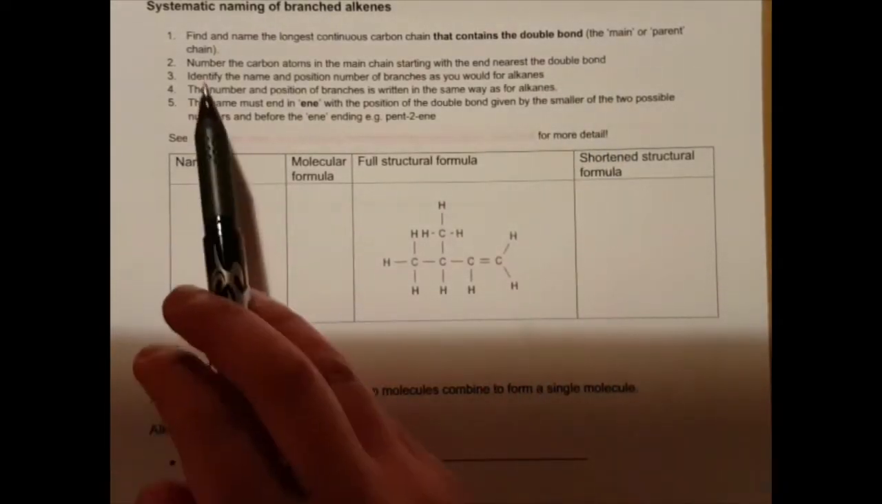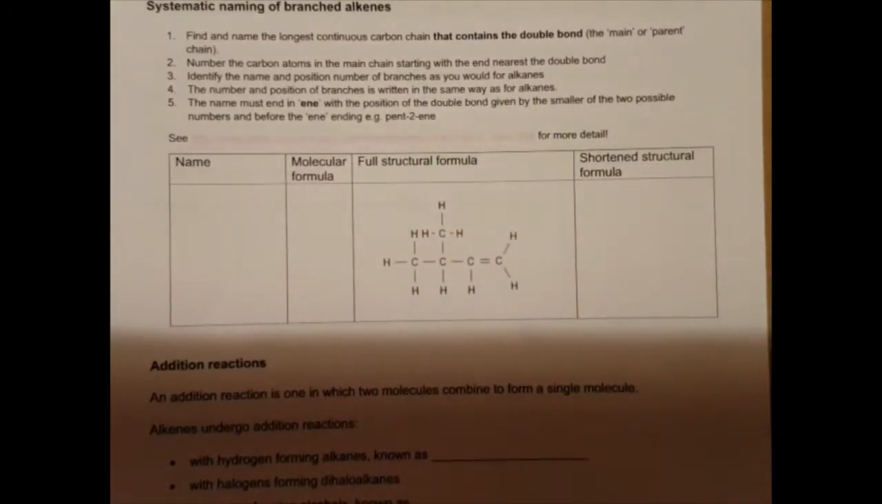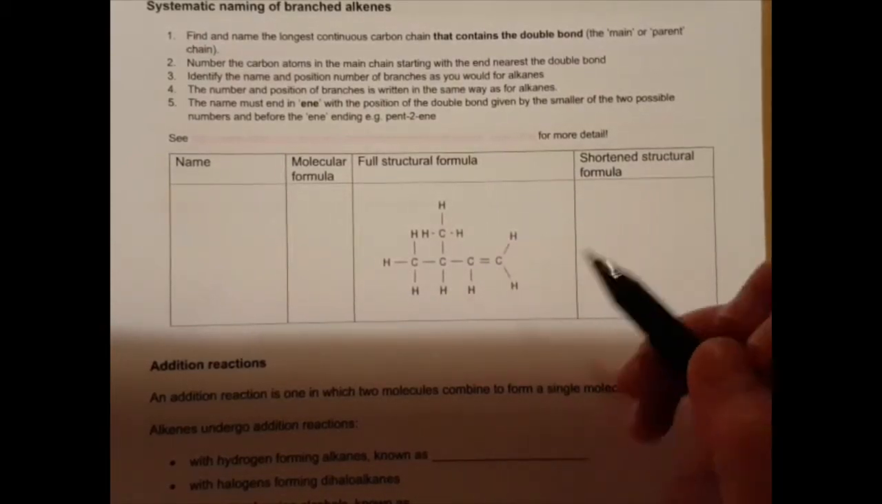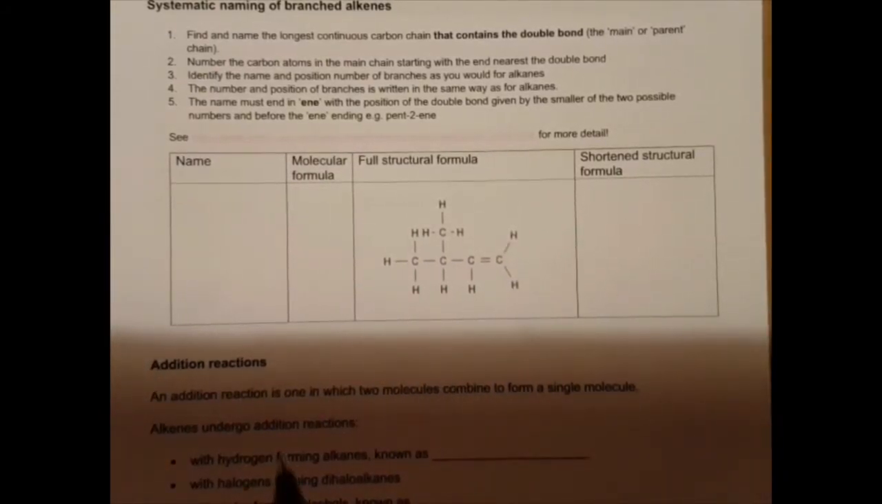Okay, and then the other difference is that we're going to number the carbon atoms starting with the end nearest the double bond. So I would say it's a little bit easier than with alkanes because as soon as you find the double bond, you know how to start numbering your carbons. Okay. So looking at this one, we've got our full structural formula here. We're going to work out the molecular formula first and then do the name.